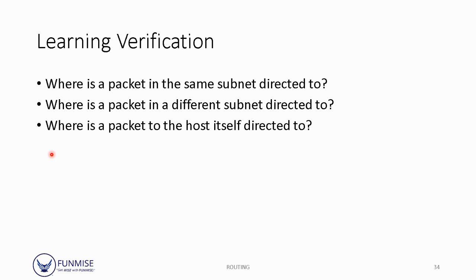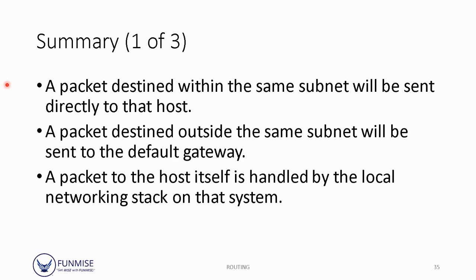Now, learning verification. Where is a packet in the same subnet directed to? Where is a packet in a different subnet directed to? Where is a packet to the host itself directed to? Summary. A packet destined within the same subnet will be sent directly to that host. A packet destined outside the same subnet will be sent to the default gateway. A packet to the host itself is handled by the local networking stack on that system.